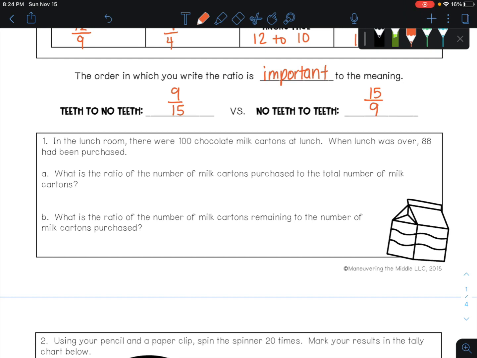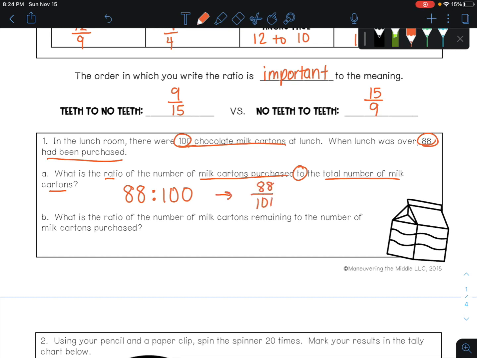In the lunchroom, there were 100 chocolate milk cartons at lunch. When lunch was over, 88 had been purchased. What is the ratio of the number of cartons purchased to the total number of cartons? Well, we know that the ones that had been purchased were 88. And we know that there used to be 100, so 88 to 100. Another way to write this would be 88 over 100.